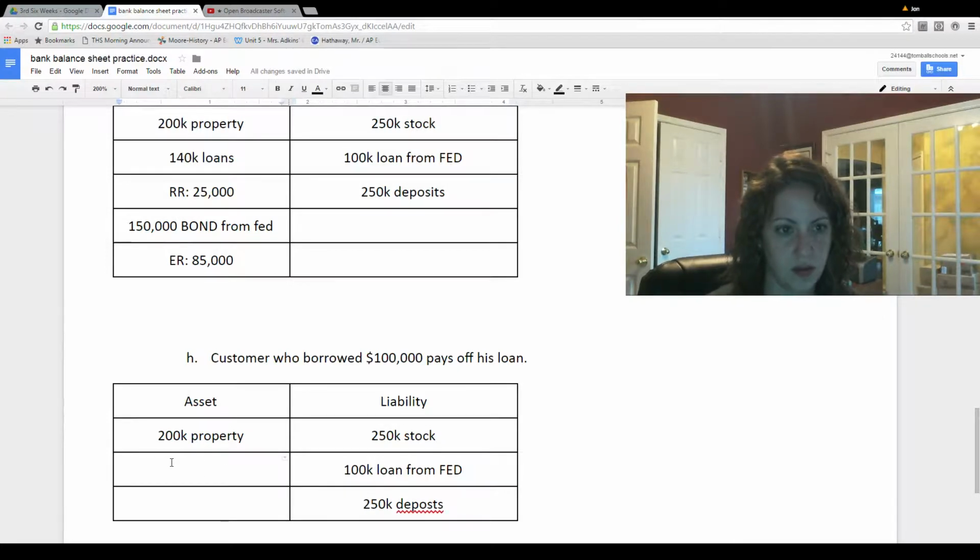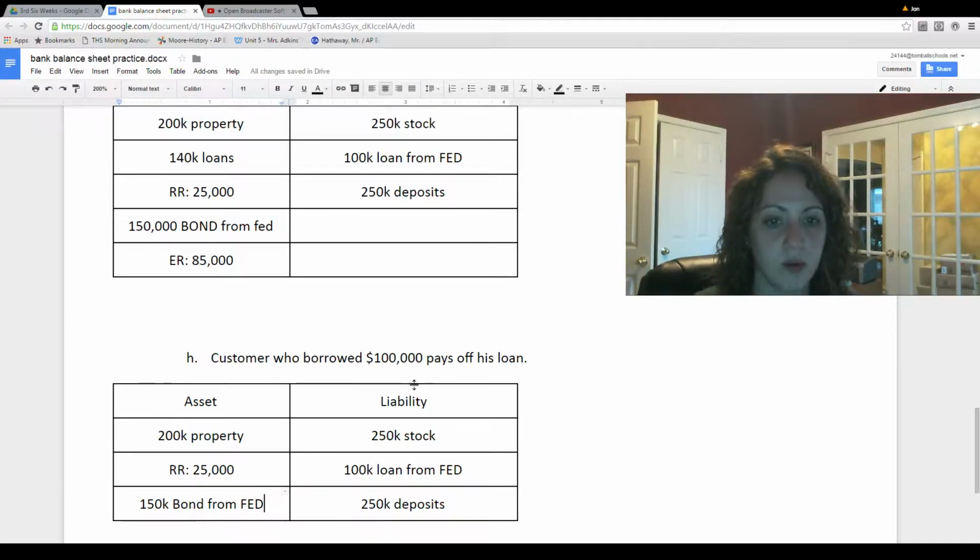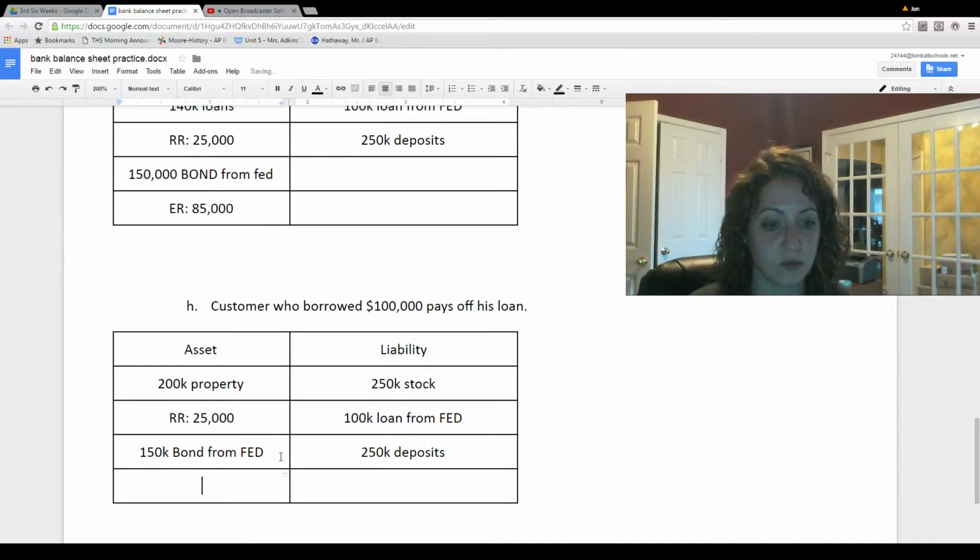stays the same, which means our required reserves are still going to be, wow, if I can misspell deposits one more time, that'd be great. My required reserves is still going to be 10% of $250,000, so that's $25,000. My bond from the Fed is still $150,000. You see that I'm just dragging down things that haven't changed. Okay, but the customer who borrowed $100,000 pays off his loan. We had $140,000 in loans, and $100,000 is going to be paid off, which means we still have $40,000 in loans.